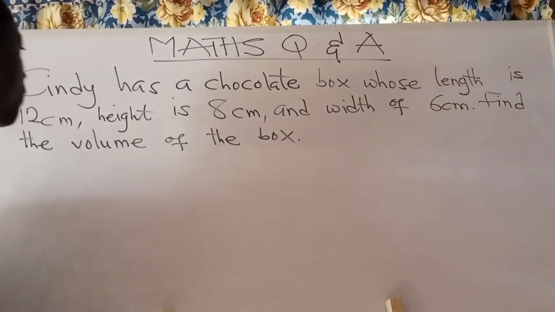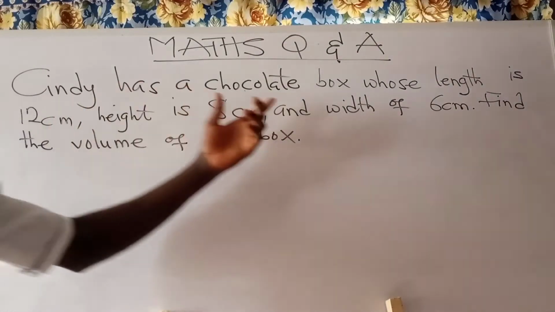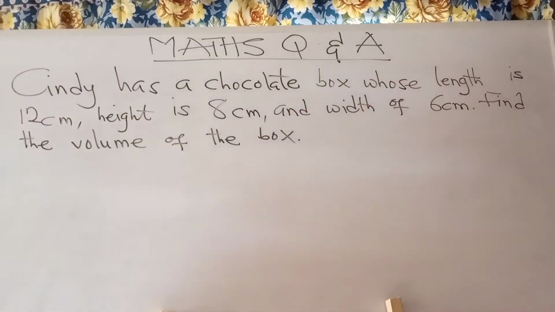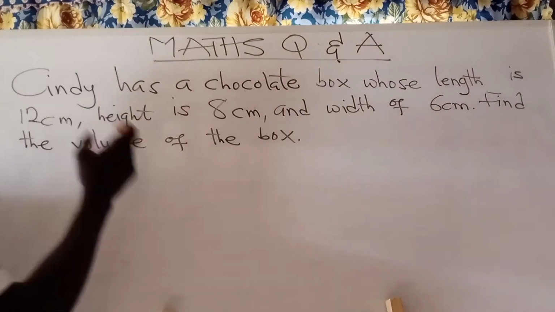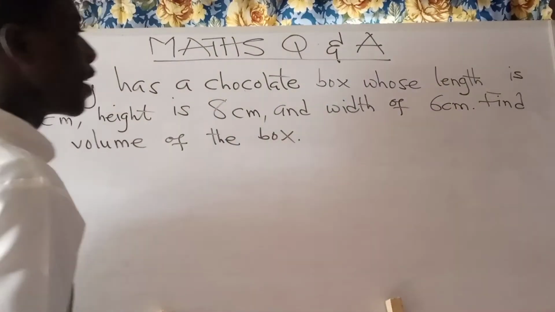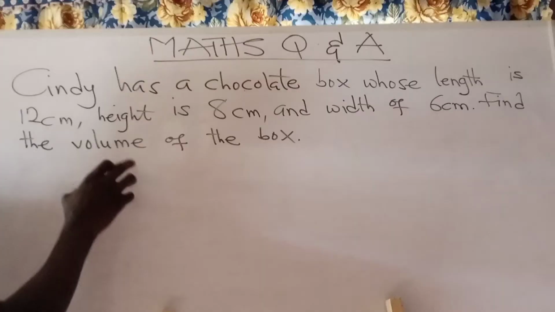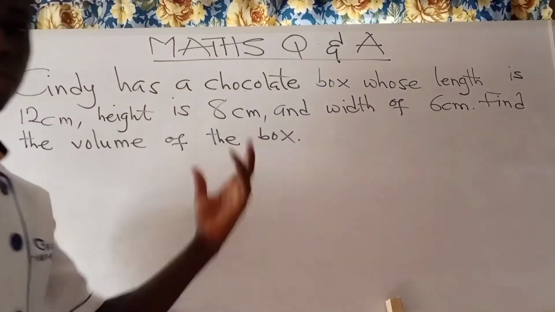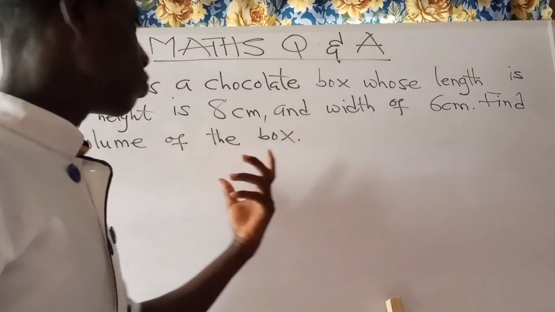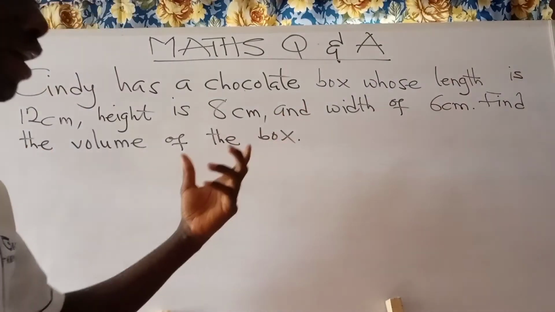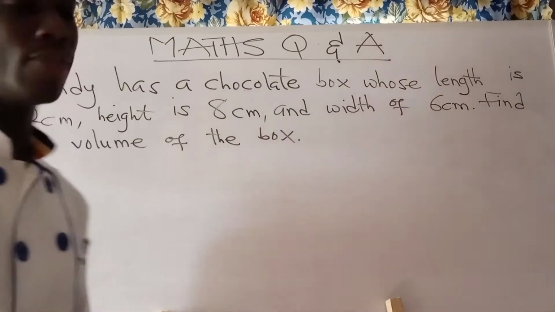Let's delve in. Cindy has a chocolate box whose length is 12 centimeters, height is 8 centimeters, and width of 6 centimeters. Find the volume of the box. So this question is about volume, okay? Finding the volume of a given figure.